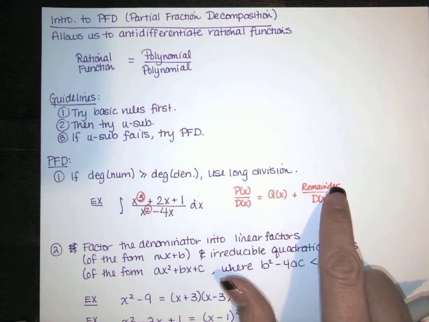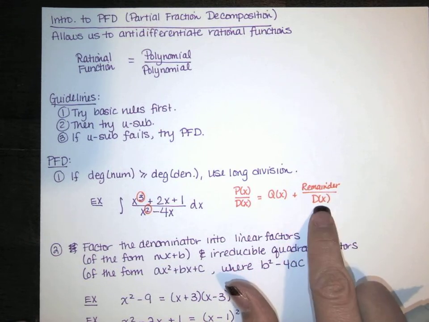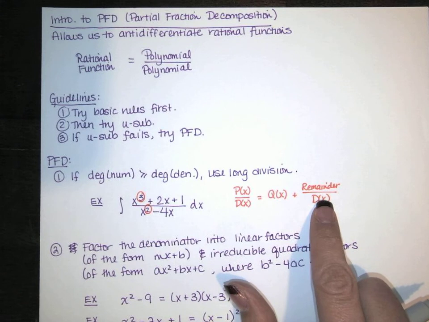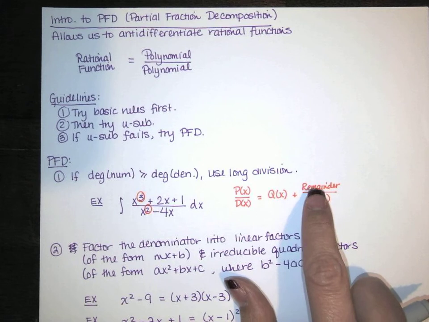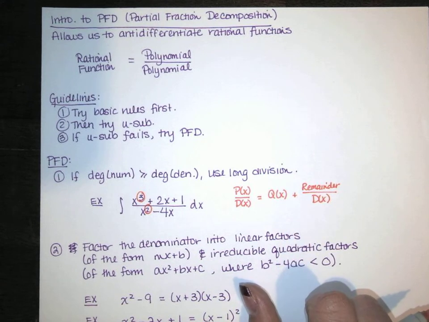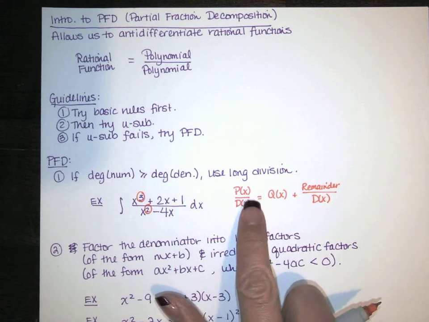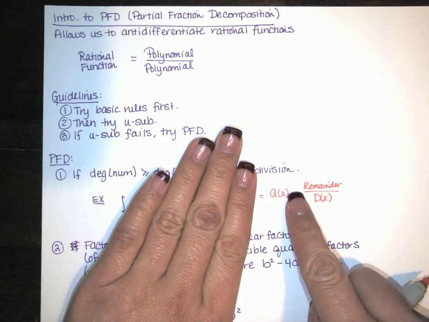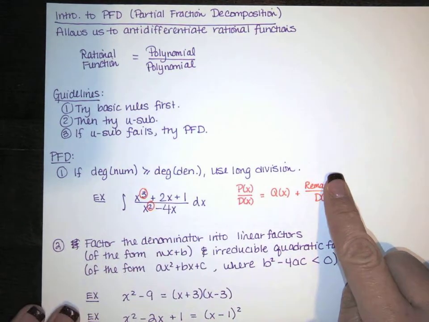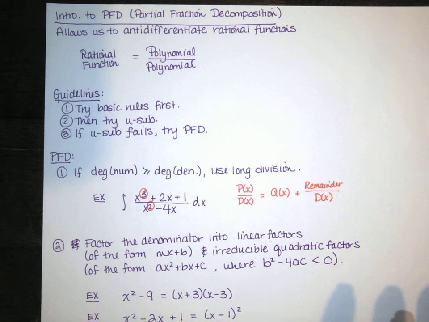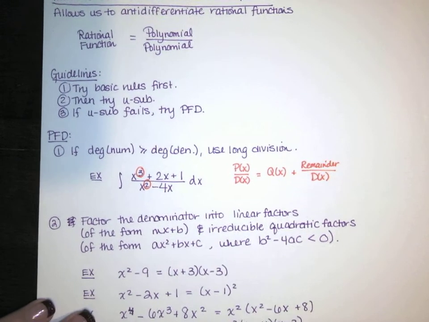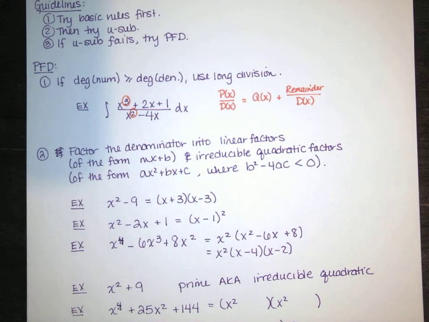The degree of the remainder is always less than the degree of the denominator or the divisor. Just according to the division algorithm, we know we're at the remainder. We know to stop when the degree of the remainder is less than this. So you're going to take this, you're going to rewrite it like this, and then you're going to antidifferentiate this polynomial, and you're going to use PFD for that one. So if the degree of the numerator is greater than or equal to the degree of the denominator, do this first. If not, if the degree of the numerator is less than the degree of the denominator, you want to use PFD.